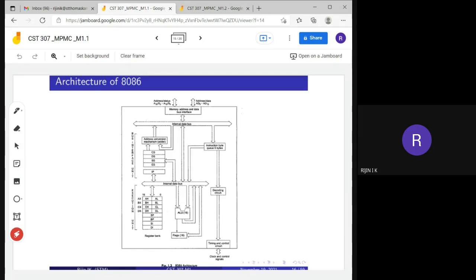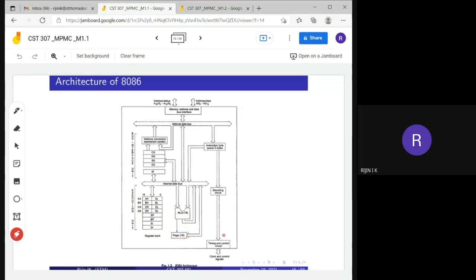And for executing these instructions, the EU, that means the execution unit, contains some control circuitry to perform various other operations also. So these are the important functions. First, it fetches the instruction from the bus interface unit to the execution unit. After fetching, it decodes the instruction. Then it can execute.